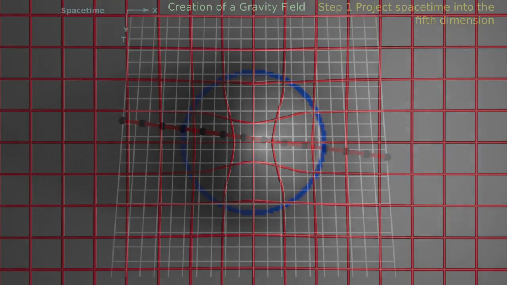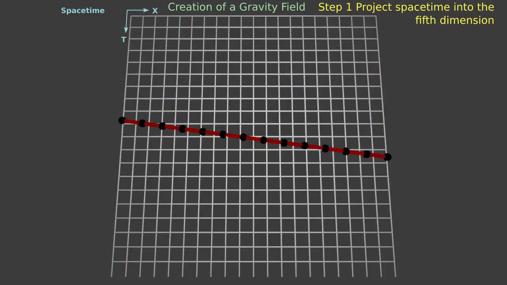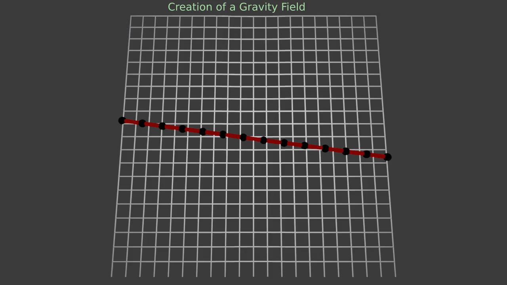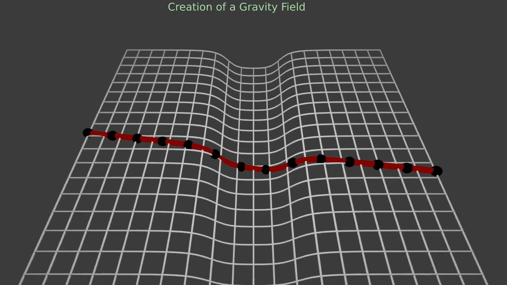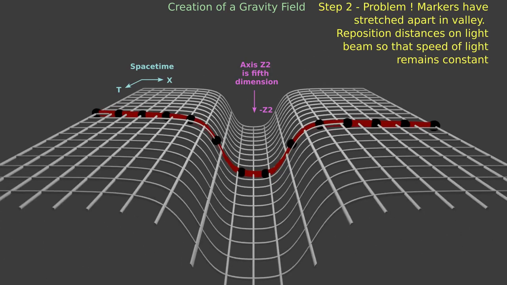We now show how curving spacetime causes acceleration from the flow of time. We need to animate the flow of time, so we now use a different coordinate system, with time plotted against a single spatial dimension. The third axis is used for the projection of spacetime into the fifth dimension. In this animation, we build up the gravity field step by step. First, we project spacetime in order to create the gravity well.